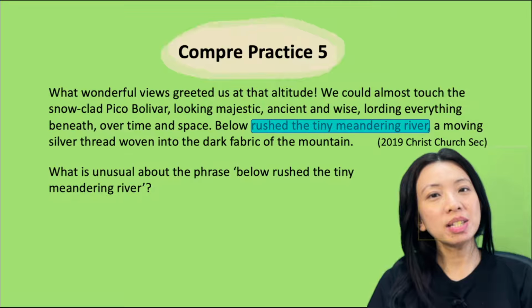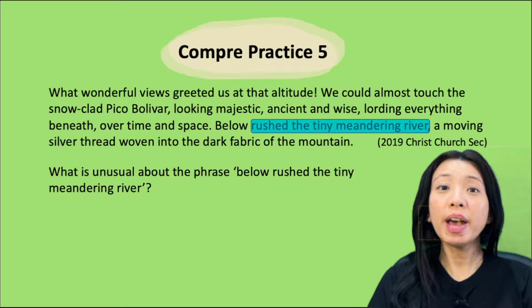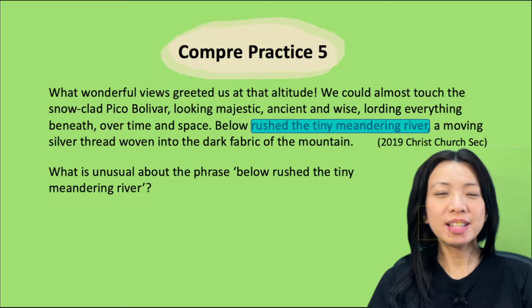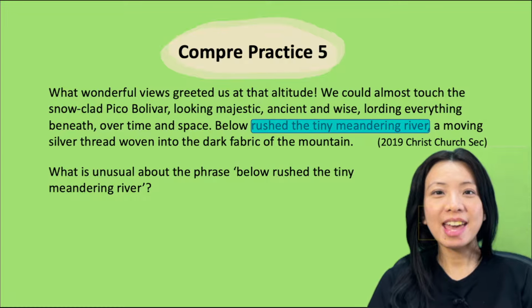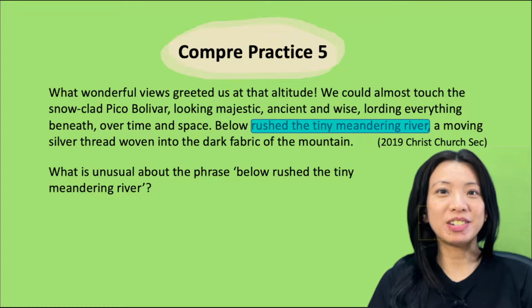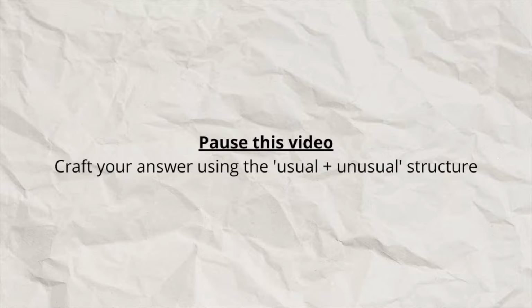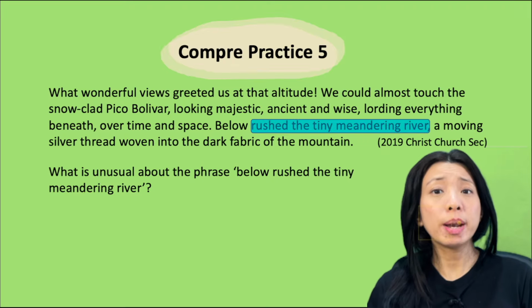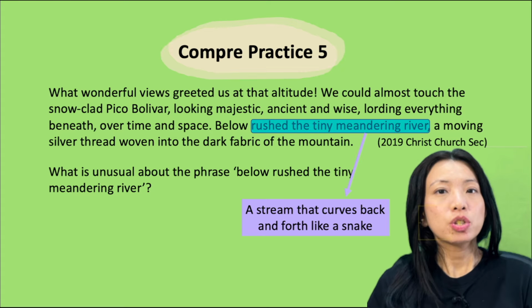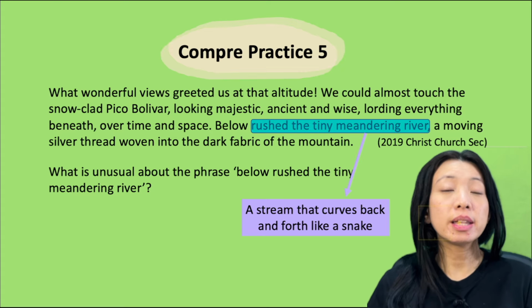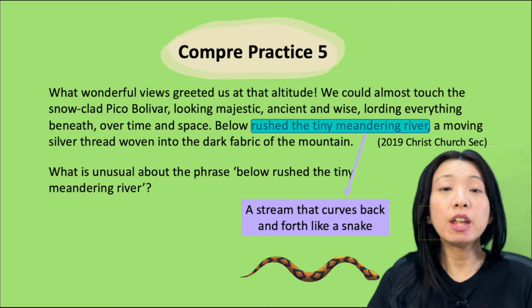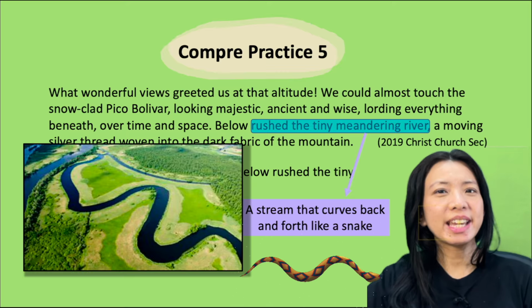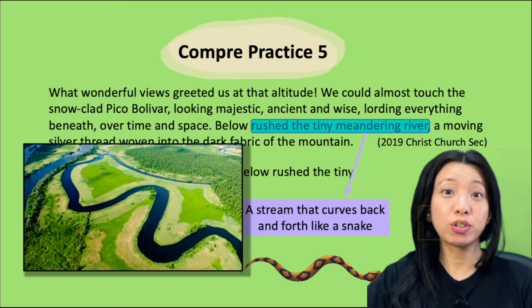I'd like you to pause this video, think about what is usual and unusual about this phrase, craft your answer using the structure we have covered, and share your answer in the comment box below. So let's go through the answer together. First of all, we need to know what meandering river is. So the word meandering actually tells us that the river is curving back and forth like a snake. It's kind of like an S shape, as you can see in the picture on my screen.